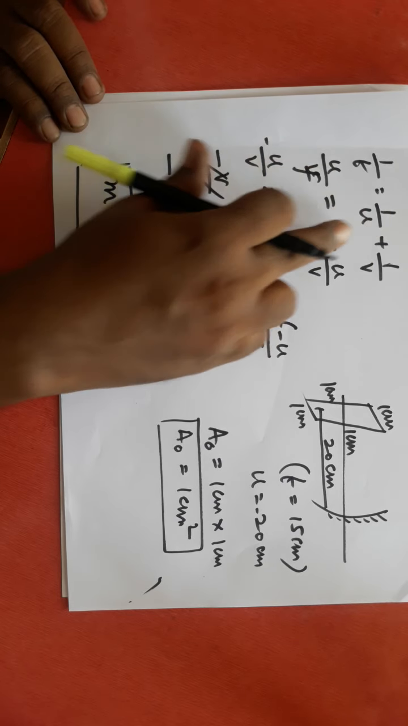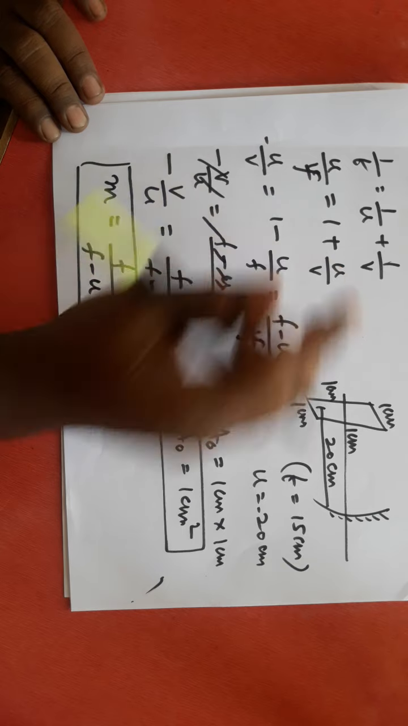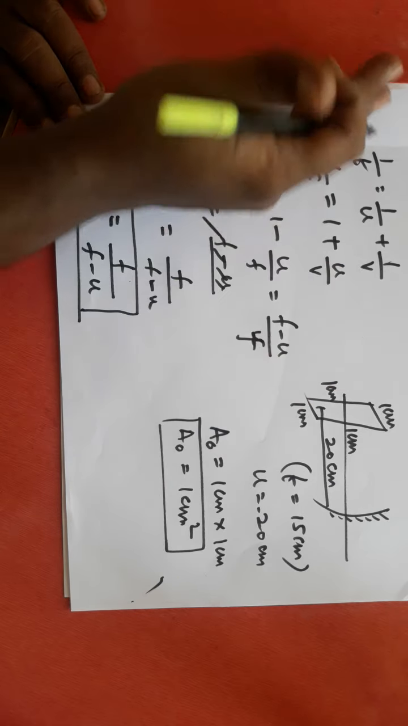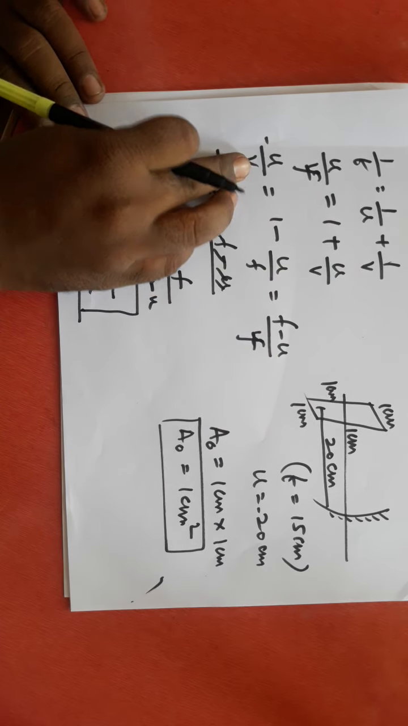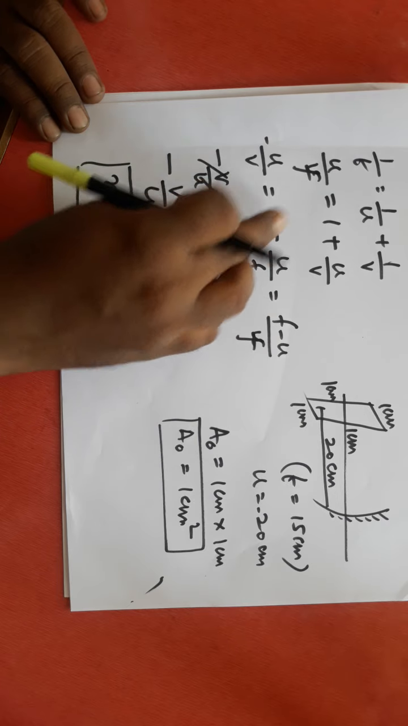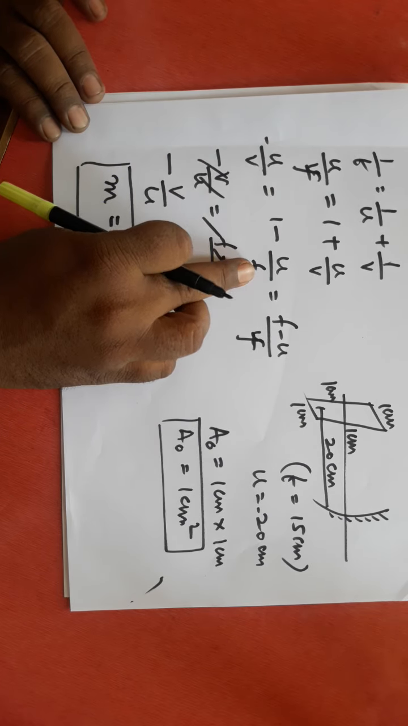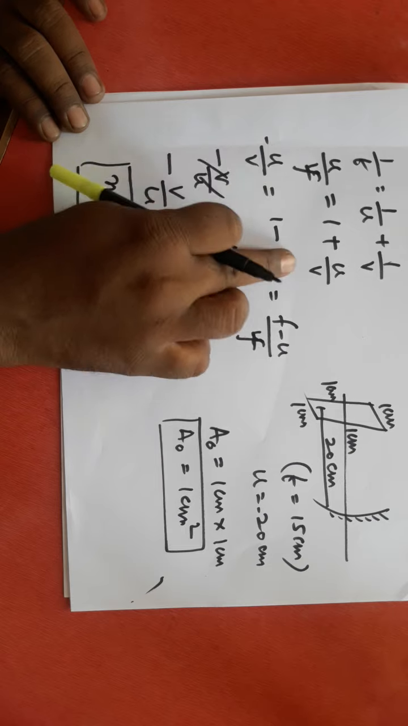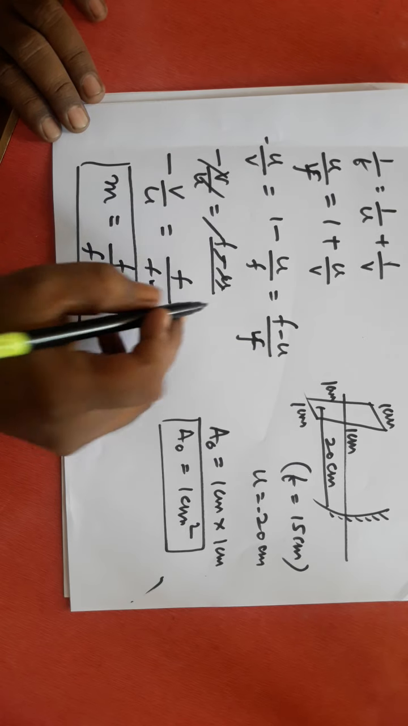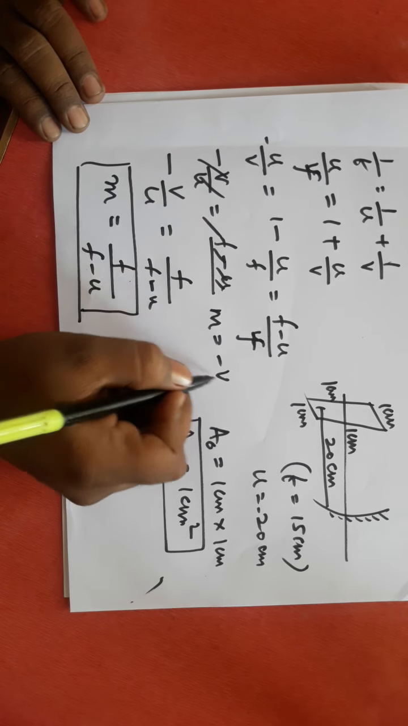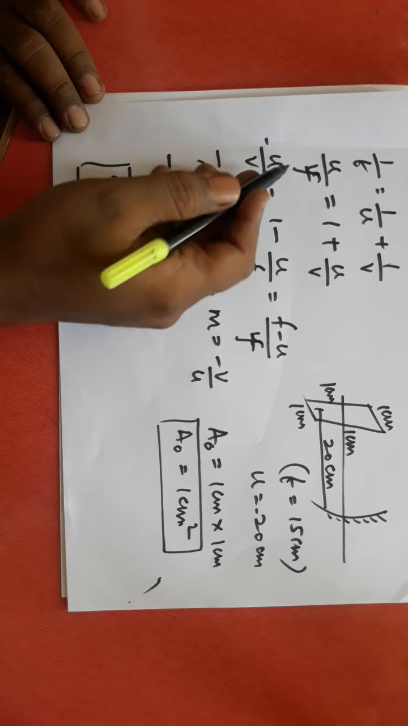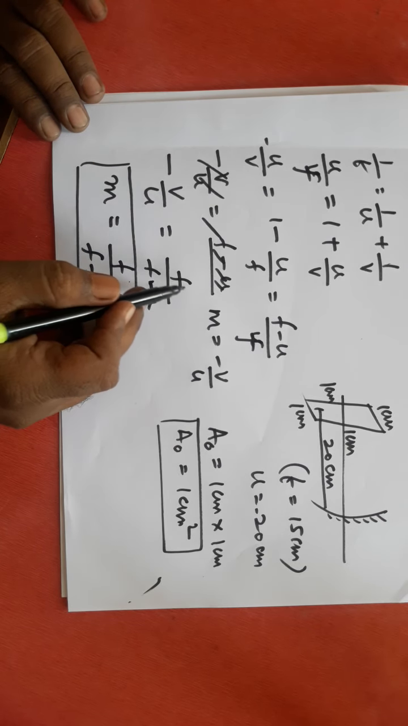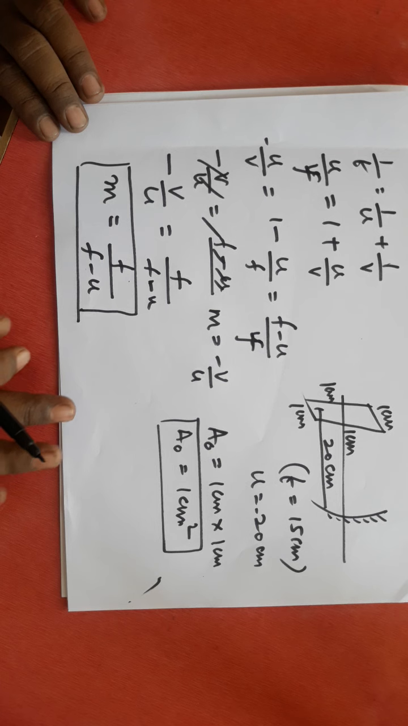U by f. This is u by u, 1. U by v. Then if I shift it this side, this will be minus u by v is equal to 1 minus u by f. Then this will become f minus u divided by f. But I have linear magnification is equal to minus v by u. Take the reciprocal of this. Minus v by u becomes f divided by f minus u.